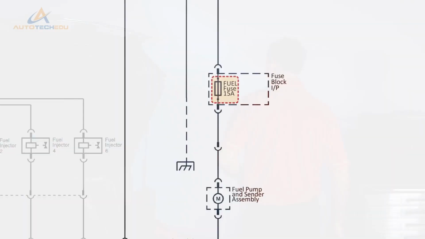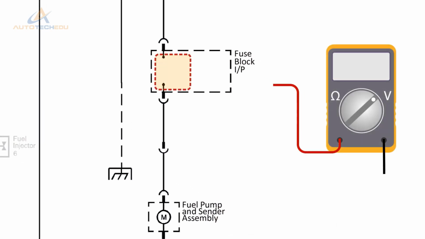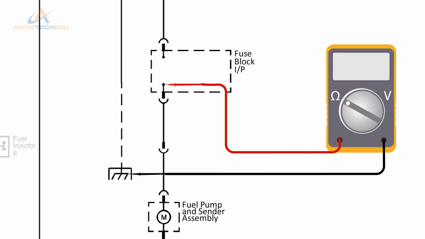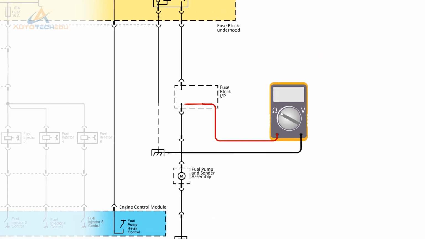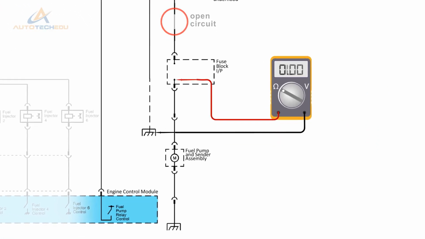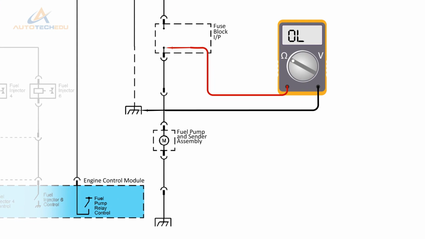If there was no current flow, we would need to check if there was continuity through the fuel pump circuit before proceeding. With the fuel pump fuse removed, set the meter to ohms and connect one lead to the supply terminal. Connect the other lead to a known ground point. If the meter displays continuity, then there may be an open in the relay side of the fuse. If the meter shows infinite, there may be an open or high resistance in the fuel pump supply, or ground circuit.